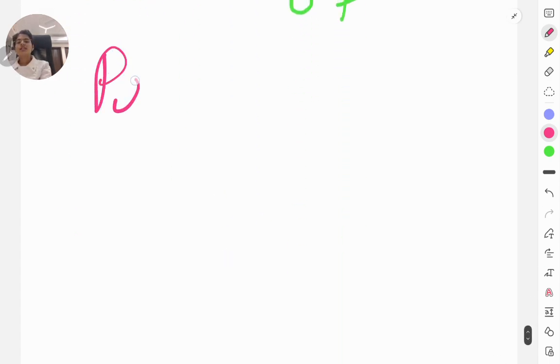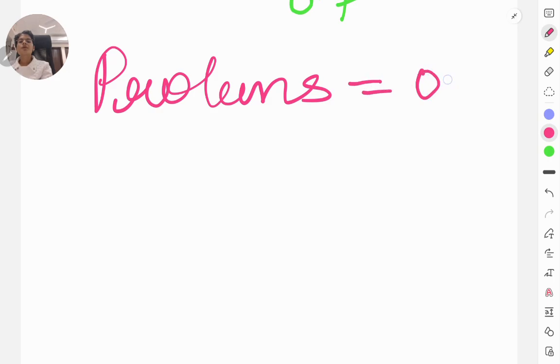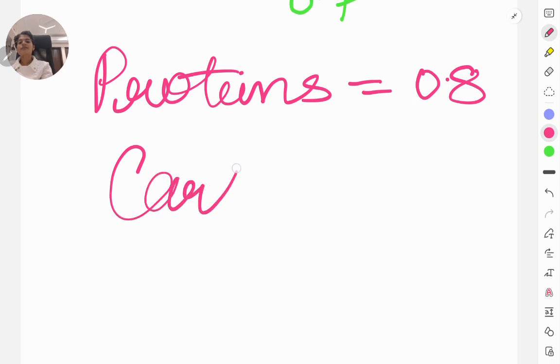For proteins, it's 0.8. And for carbohydrates, it's 1. Clear? So these are the calorific values you need to just keep in mind. Now we have seen where we get it from, the calorific value of different types of nutrients.